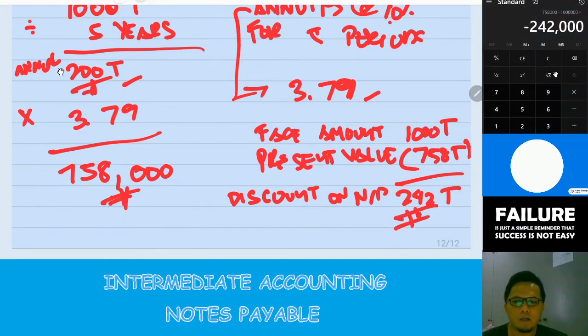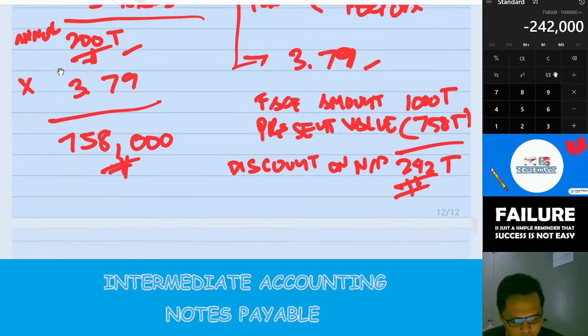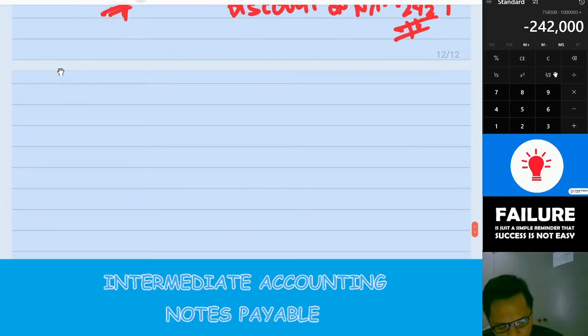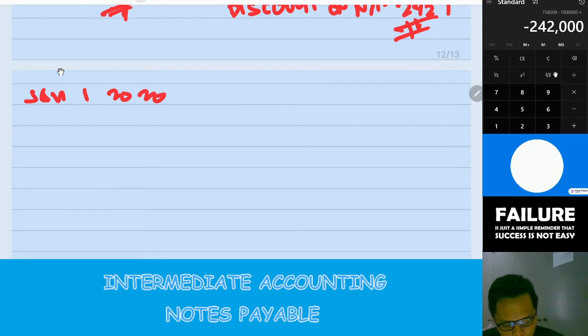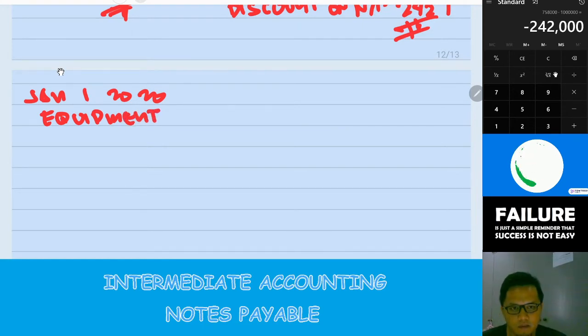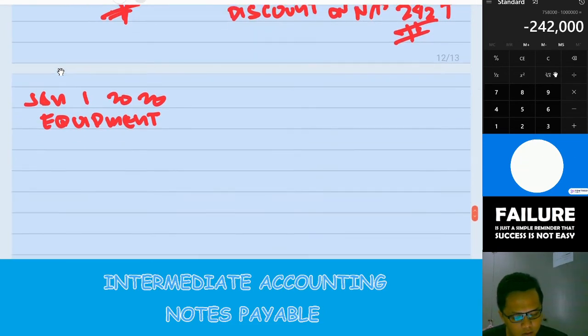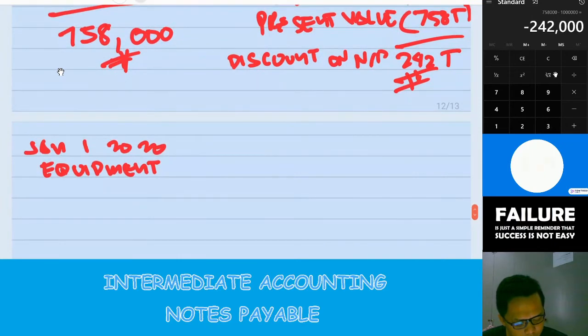So, with that, we can now make our entry. Okay, we can now make our entry. So, on January 1, 2020, we will debit equipment again equivalent to your present value. Okay, under the guidance of PAS 16 yan siya. Which is at 758,000.